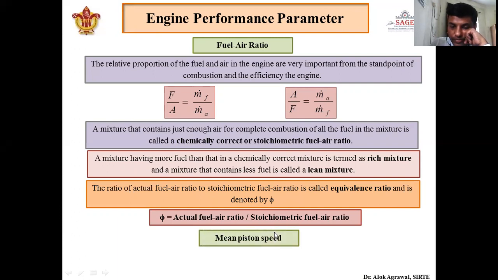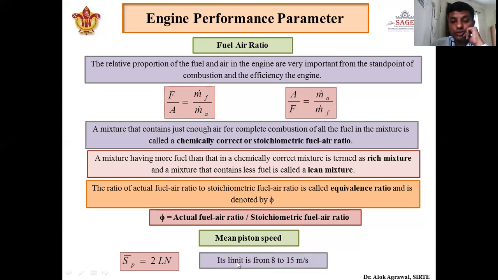Mathematically it can be written as phi is equal to actual fuel air ratio divided by stoichiometric fuel air ratio. Now, the mean piston speed is sometimes very important for solving a numerical. Mean piston speed is a product of stroke length and N, the number of revolutions, that is rpm. Till now we have discussed the rpm, the rotation of the crank. But if you want to convert that into the speed of the piston, then we generally use this formula, 2 into L into N, where L is the stroke length and N is the RPM. From experiment, it has been seen that the speed of the piston comes between 8 to 15 meter per second.